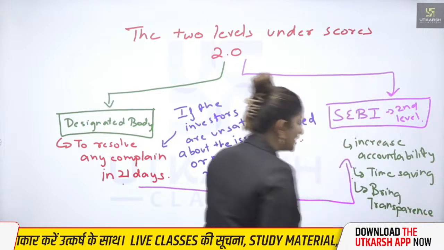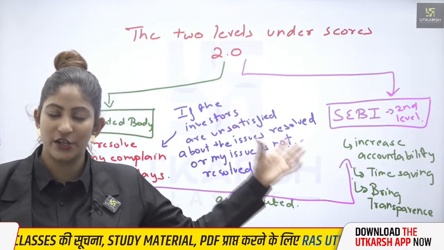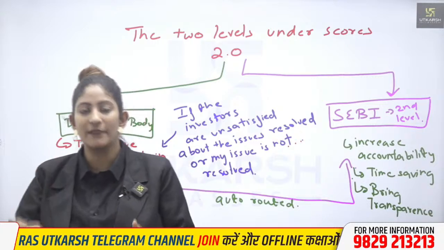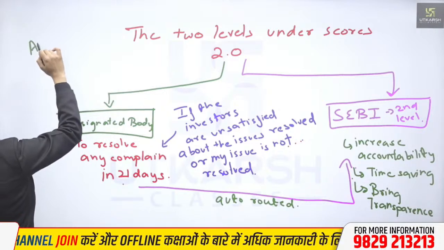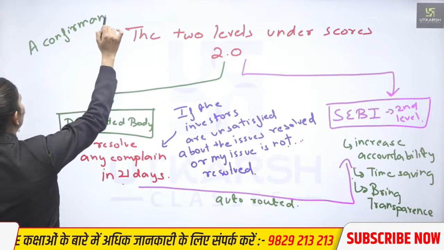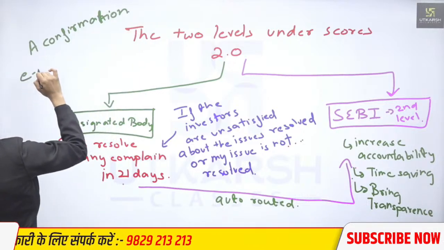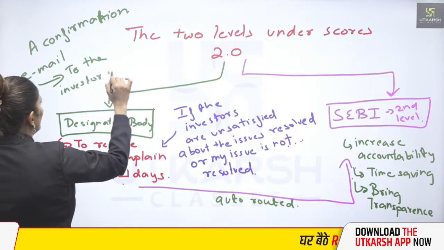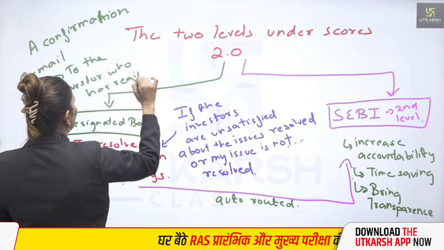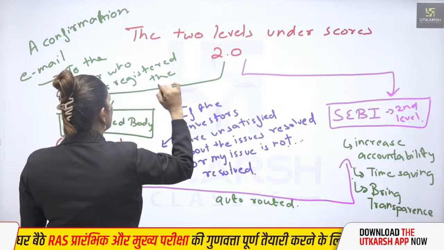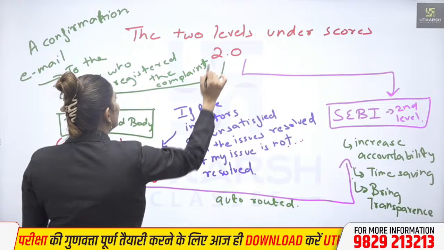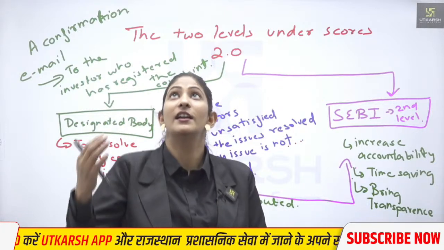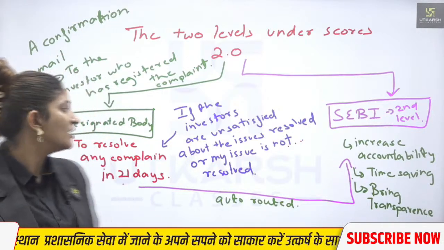When I will register as a complaint or a grievance giver in this particular portal Scores 2.0, my complaint will be registered and I will get a confirmation email. Remember, a confirmation email will be given to the investor who has registered the complaint. Now, when I will get a tracking ID, then what will happen? It will increase transparency. I will continuously be on my toes, seeing that if my complaint even reached the proper designated body or not. So, it will also bring transparency.